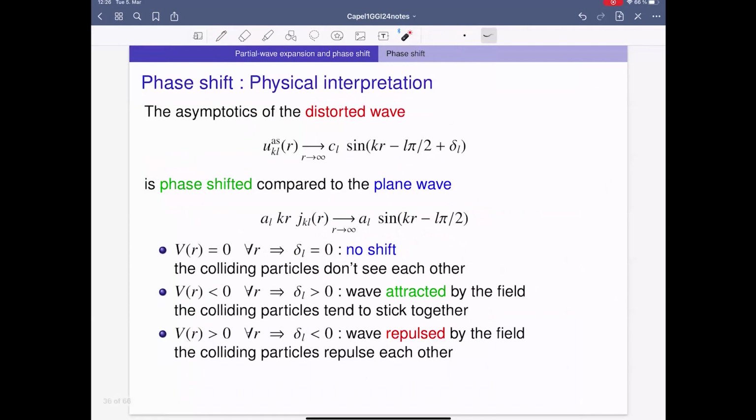So here is what summarizes what I've just mentioned. When the potential is nil, there is no phase shift, it's just a plane wave. The particles do not interact with each other, so they just behave as a plane wave. When the potential is negative, the phase shift becomes positive. The waves are attracted by the field, and the colliding particles tend to stick slightly together. When the potential is positive, it means that it's repulsive. The phase shift will be negative, and the wave will be repulsed by the shift. So the particles stay away from one another.